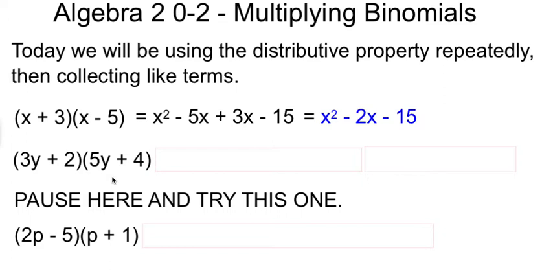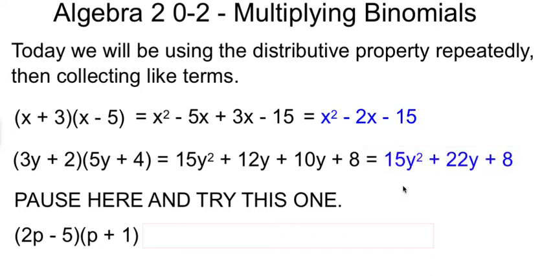Let's look at a slightly more complicated case. 3y plus 2 times 5y plus 4. 3y times 5y is 15y squared. 3 times 5 is 15. y times y gives you y squared. 3y times 4 gives us 12y. 2 times 5y gives us 10y. And then 2 times 4 is 8. And again, we have like terms in the middle, so let's collect. We'll get 15y squared plus 22y plus 8.